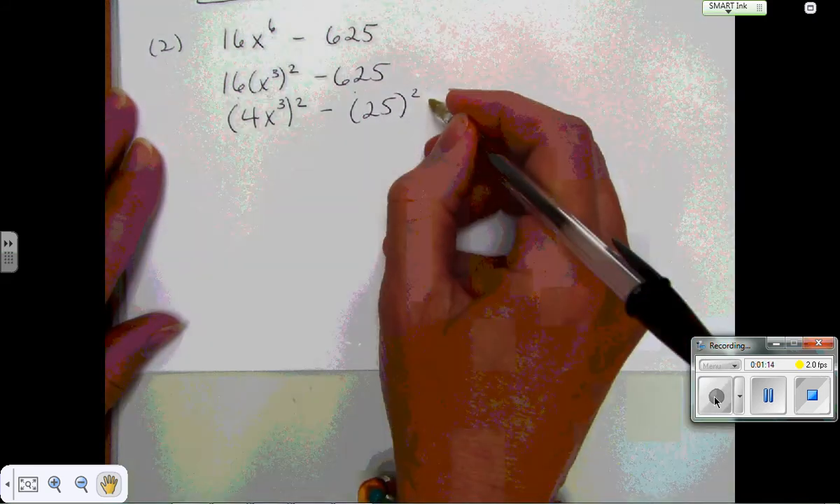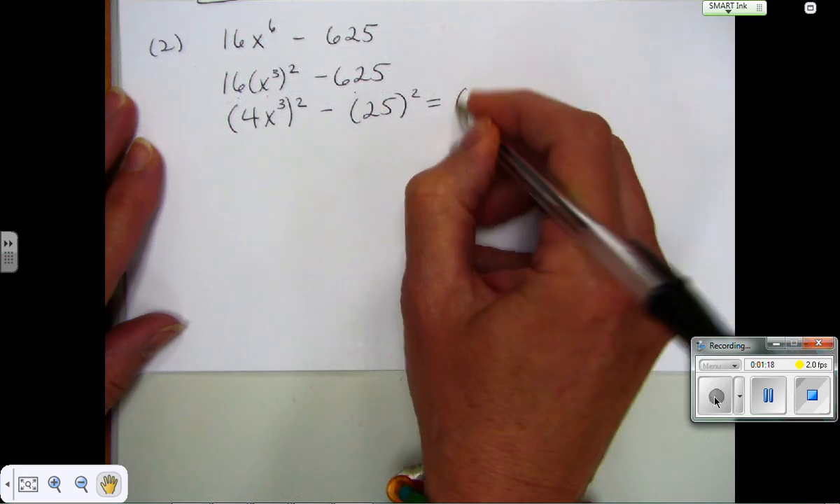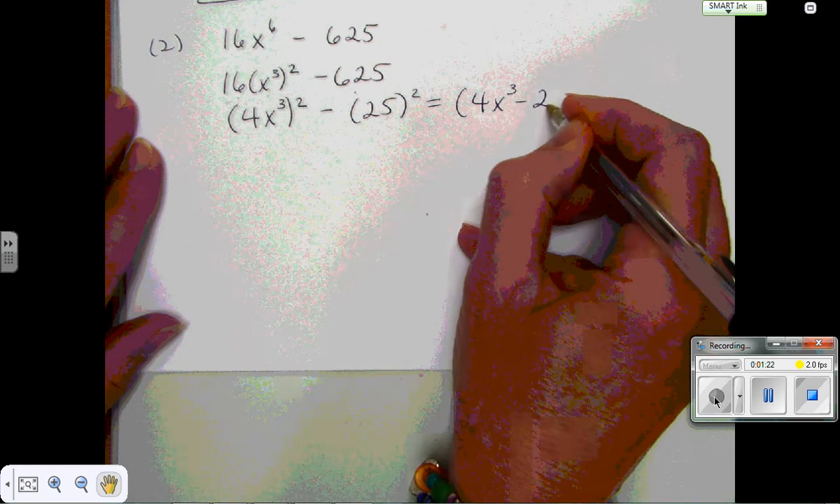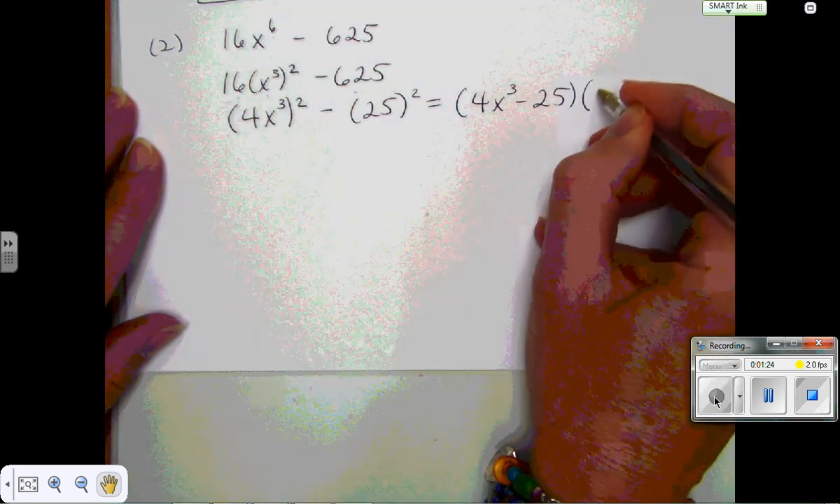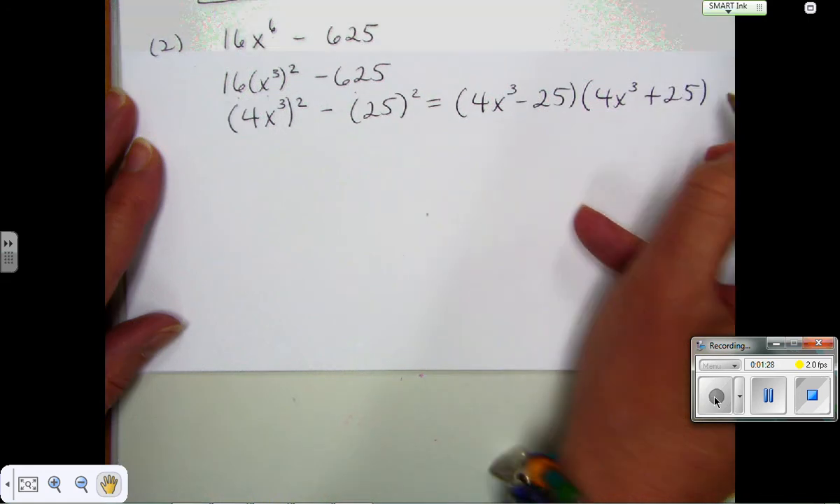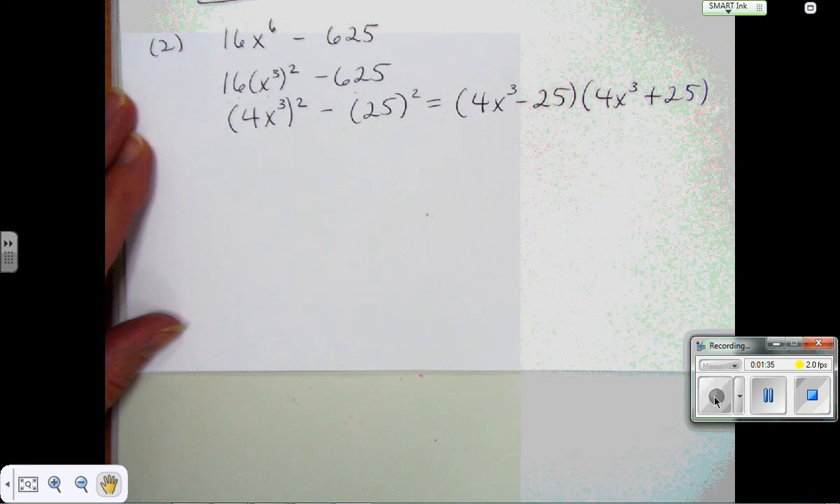And to factor that, it factors into a pair of conjugates. You guys remember conjugates? You have the same terms in both binomials. It's just that one binomial is minus, the other binomial is plus. And that's how you break down a difference of two squares. Take the square root of both terms.